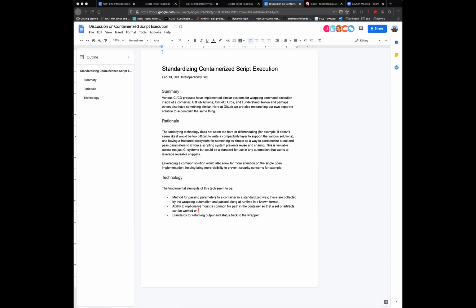And then you can assemble these into different things. If you look at all of the individual actions or individual orbs, this is kind of what I'm talking about. And here at GitLab, we were just about to build our own, another slightly different, incompatible version of the same thing. I thought it might be nice to bring it here and see if there's any interest in maybe coming up with a simple standard that we could all be compatible with.